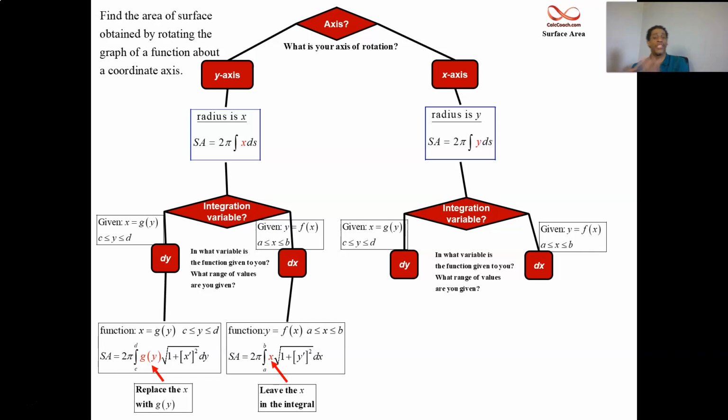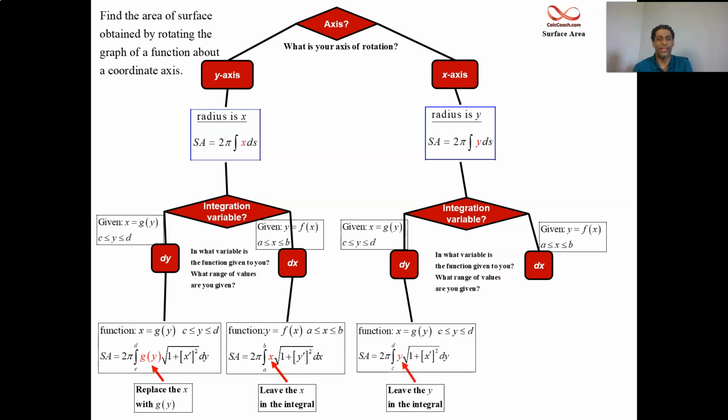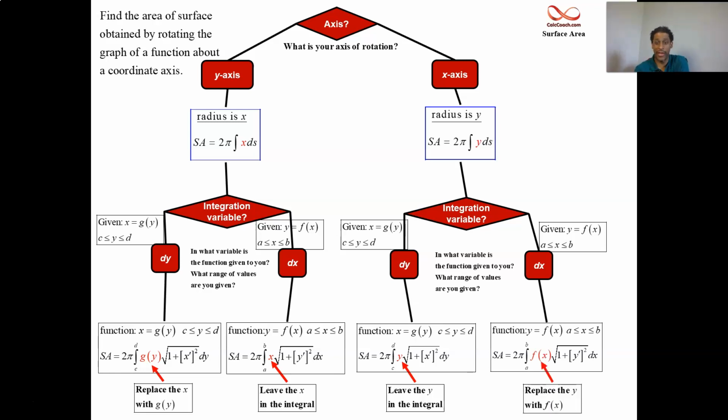Okay, move over to the x-axis rotation. The radius is y. If you do it in y, that's fine. They agree, so leave it. Don't do anything with it. Leave the y in there. But if you're going to integrate in x and your radius is y, they disagree, so you have to replace the y with f of x. This last formula was the one we actually derived: 2 pi f of x times the square root of 1 plus y prime squared dx.